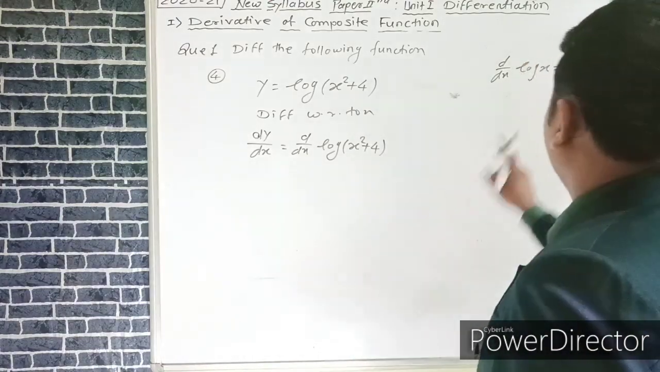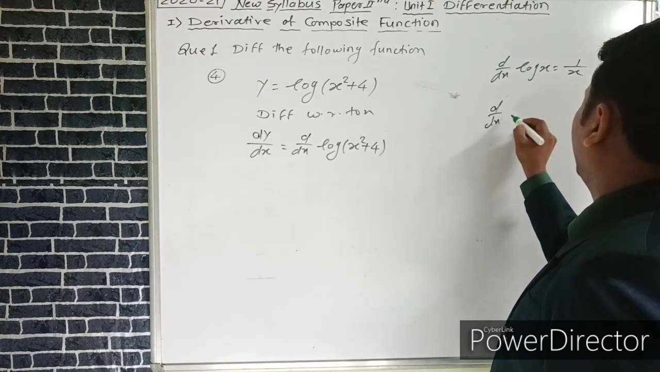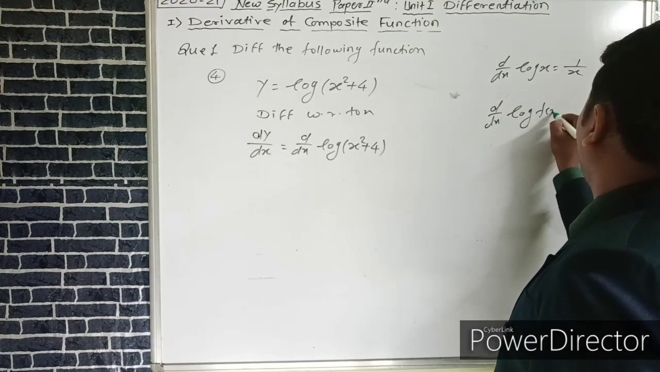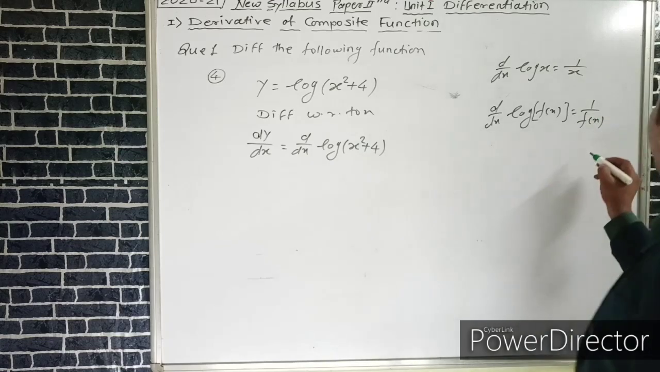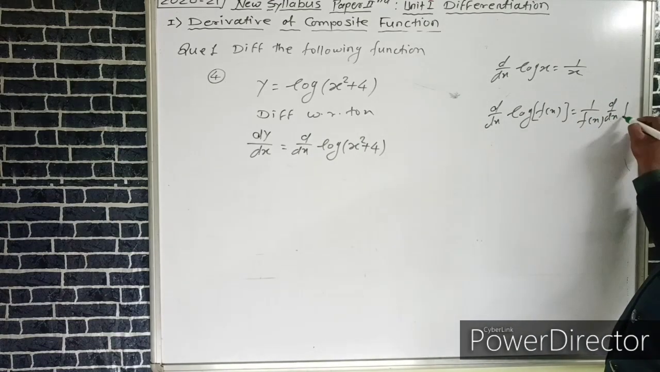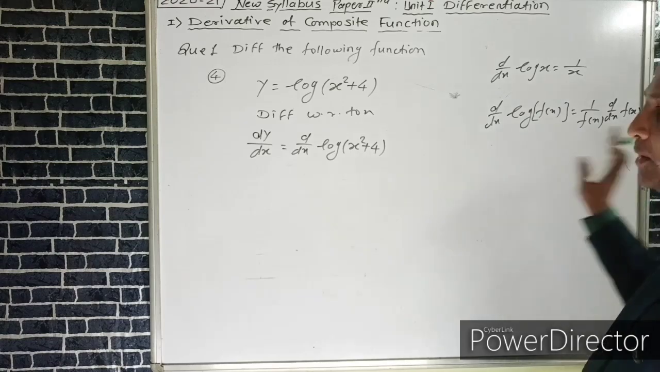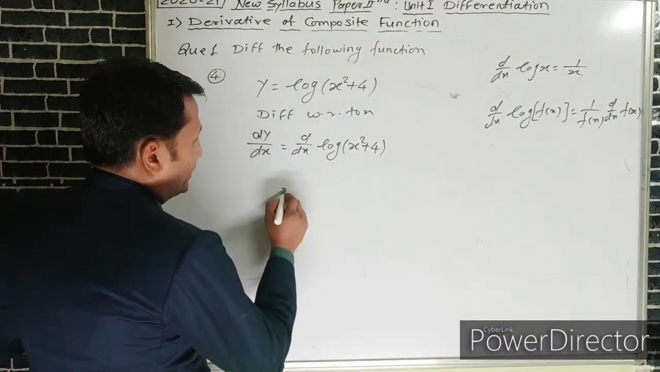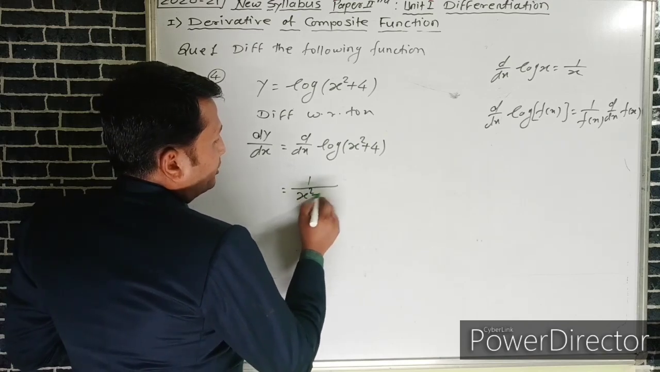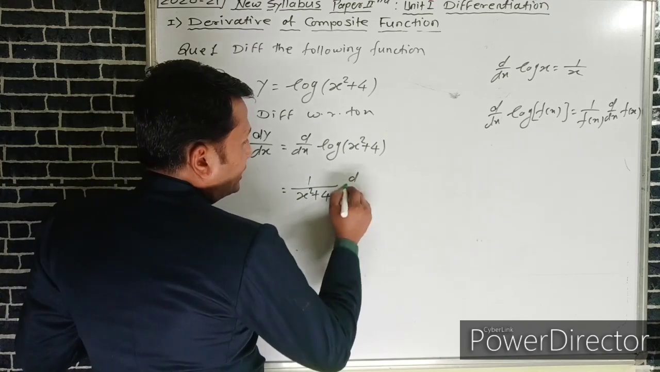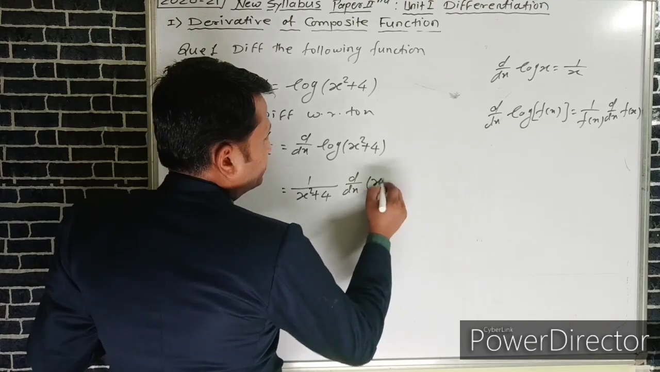After its composite form, we know that the derivative of log of f of x is equal to 1 upon f(x) into the derivative of f of x. By applying this formula here, we can write 1 upon x square plus 4 into again the derivative of x square plus 4.